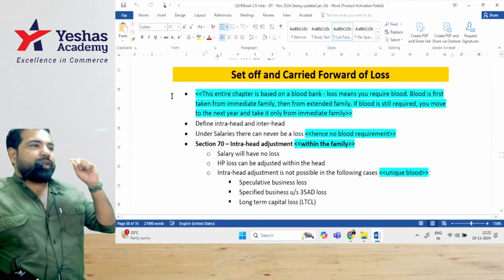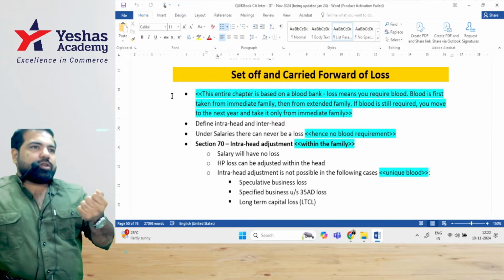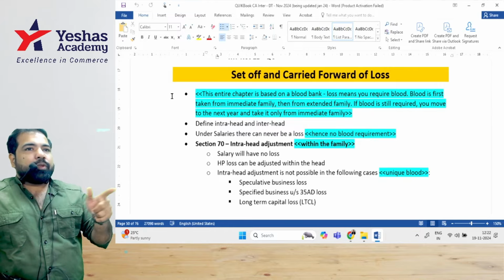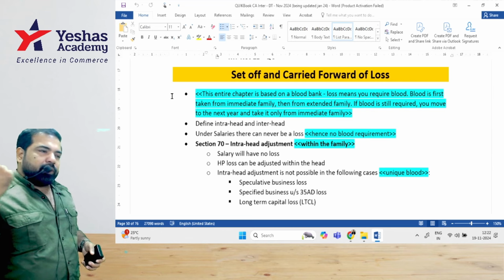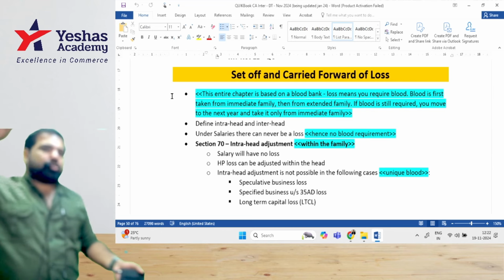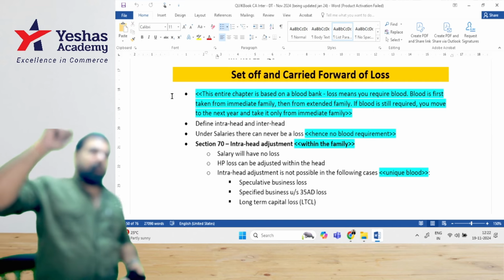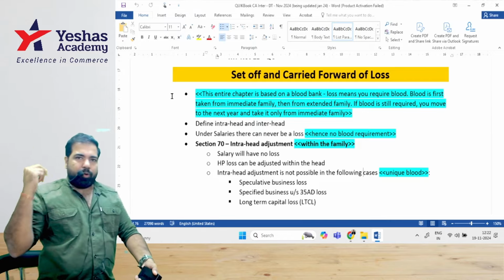And there's an activity which is very unique called owning and maintaining race horses. Is it betting on race horses? No. You are owning it and maintaining it. And that income, although it's a business income, it will always go under. And there you can also take losses, which are unique blood. So OM horses is unique blood. So how many unique bloods, guys? Four. Speculative, specified, long-term capital loss, and OM horses.